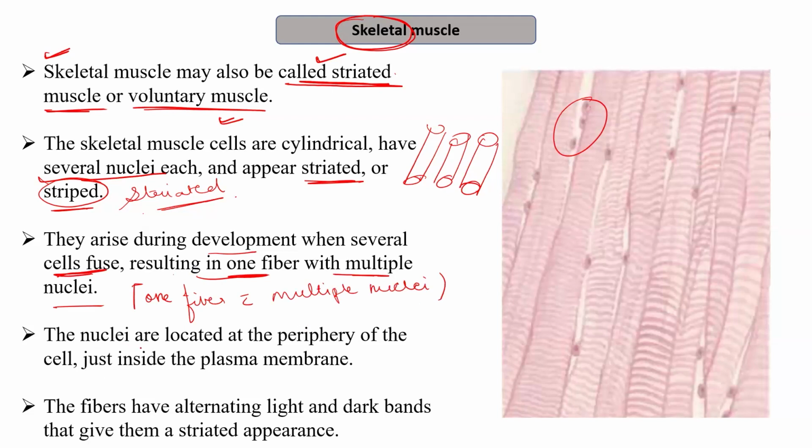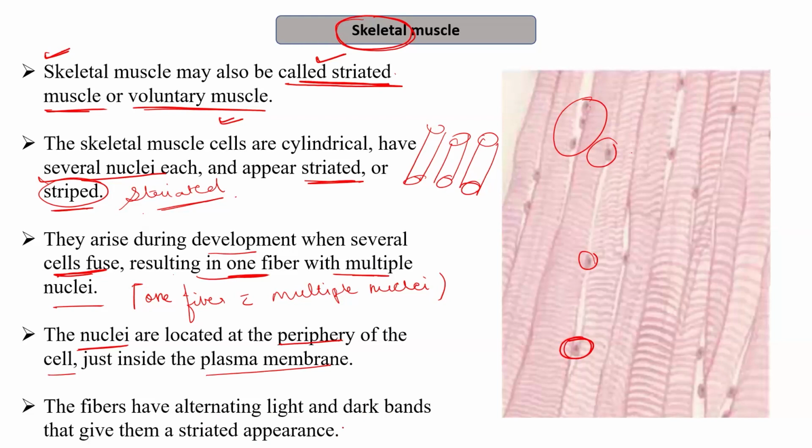Regarding the position of the nuclei, they are located at the periphery of the cells. You can see here that the nucleus is usually located at the periphery of the cells, at the end of the cells, just inside the plasma membrane. The fibers have alternating light and dark bands, giving them the striated appearance.